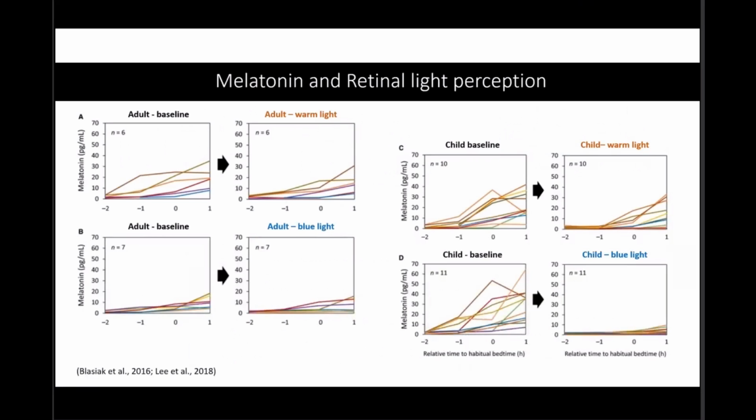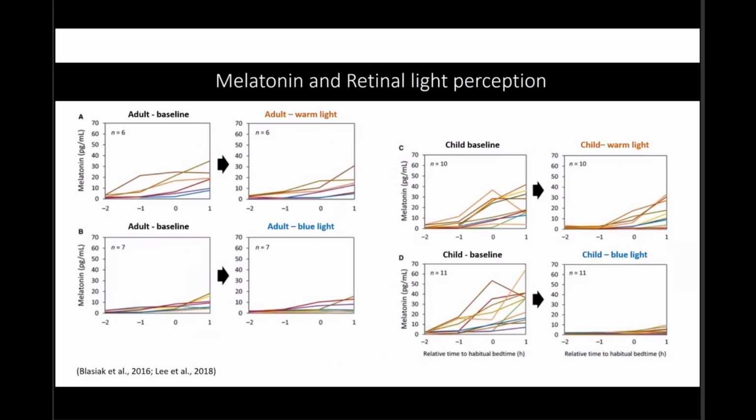And then this is one of my favorite pictures from the whole talk. This is looking at the effect of retinal light perception on endogenous melatonin secretion. So it was a cohort of both adult and child participants. We had 42 participants altogether. The kids in this study were aged 7 to 11 years.